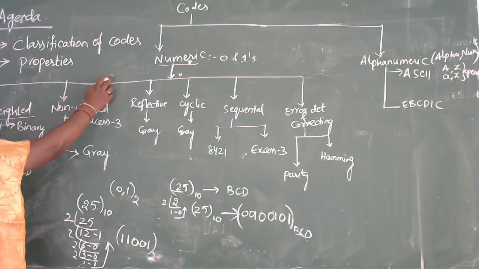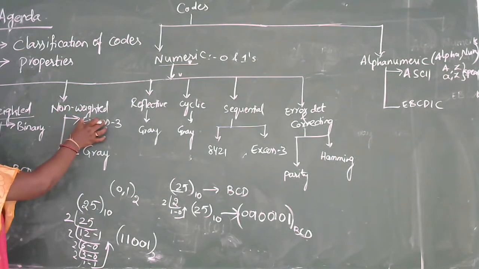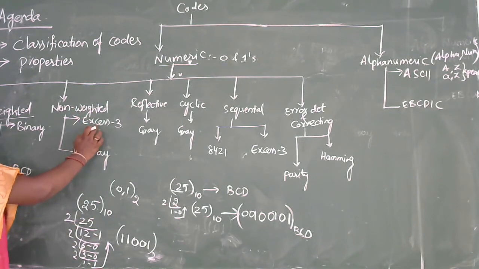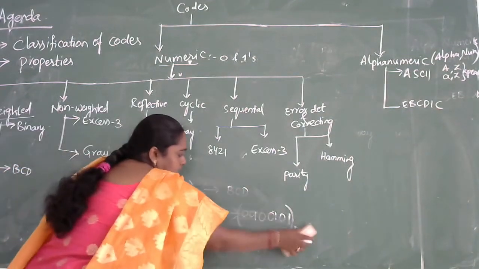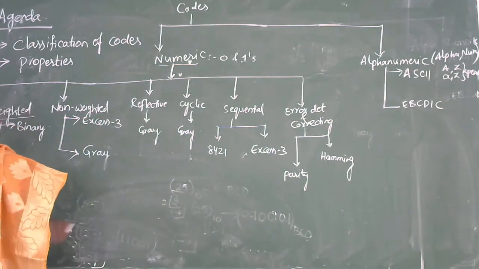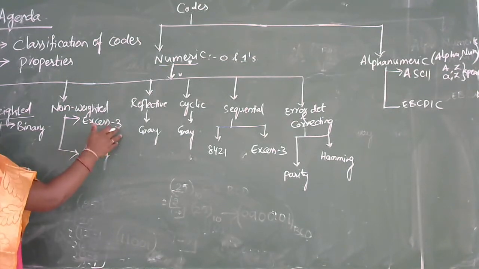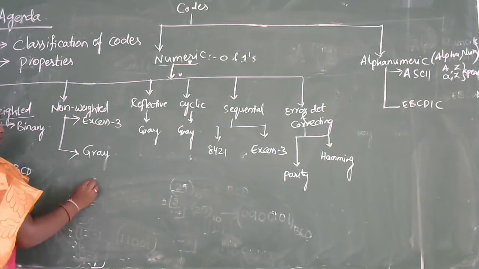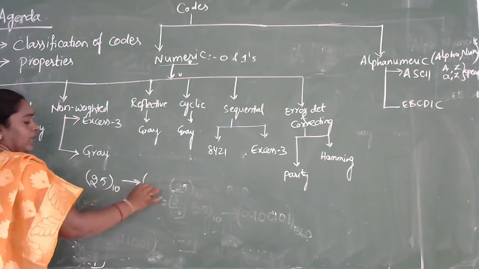Coming to the next, which is nothing but classification of numeric code. The second one is non-weighted code. Here the name itself indicates we don't have any weightage for each and every individual digit. The examples for the non-weighted code are XS3 code and gray code. Coming to the first one, which is XS3 code. In case of XS3 code, the name itself indicates XS means excess, which is nothing but greater than that. So if I want to convert 25, which is a decimal number, into an XS3 code.